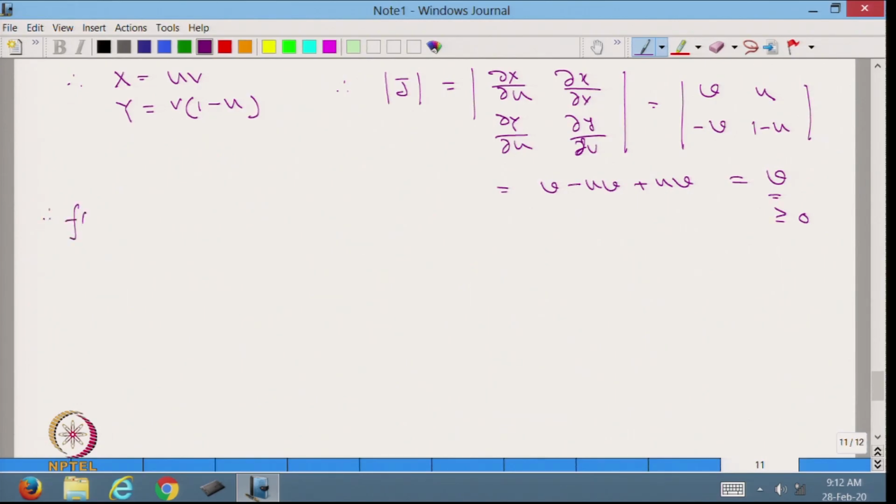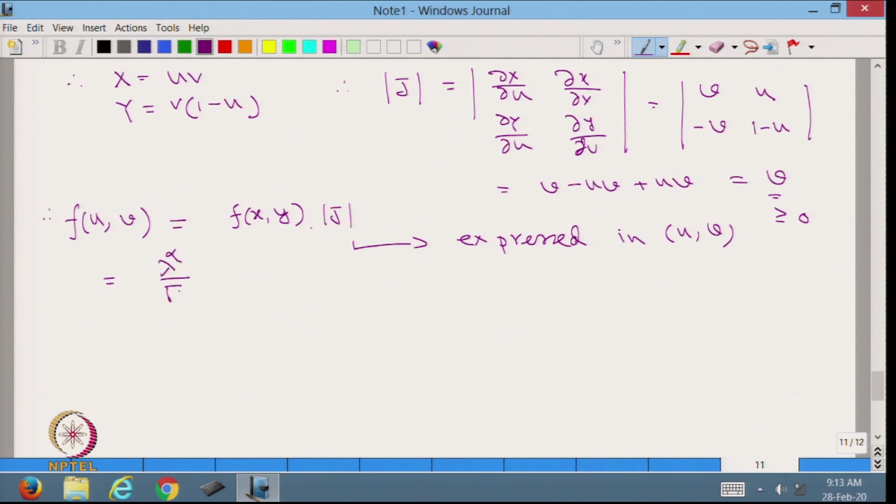Therefore, the joint distribution of u and v is equal to f x y into the Jacobian expressed in u v, which is equal to lambda power alpha upon gamma alpha e to the power minus lambda x, x to the power alpha minus 1, multiplied by lambda power beta upon gamma beta e to the power minus lambda y, y to the power beta minus 1, multiplied by the Jacobian expressed in u v.